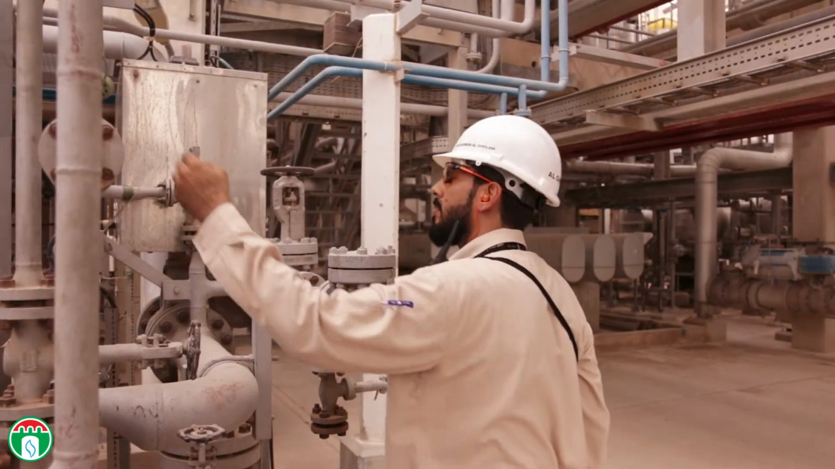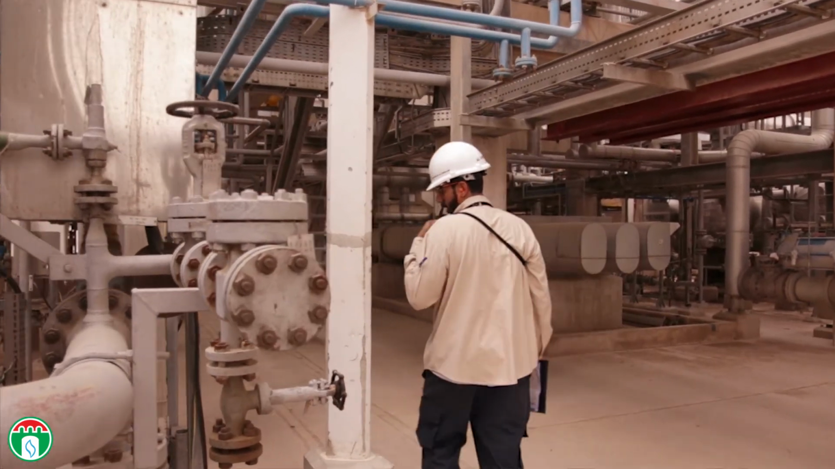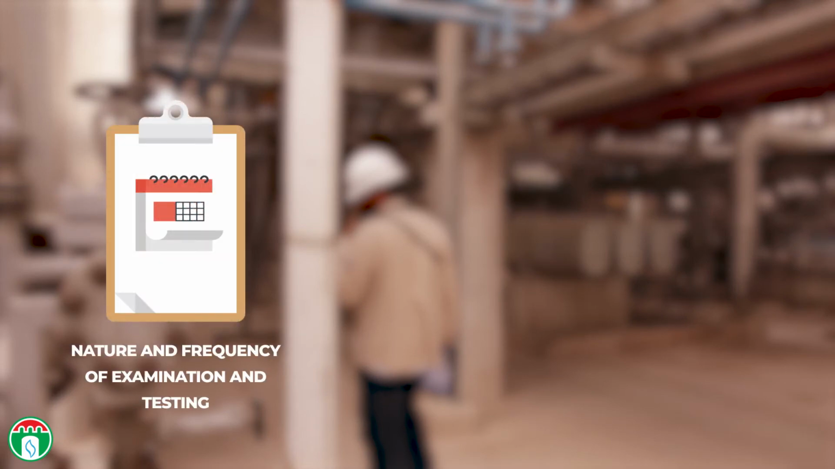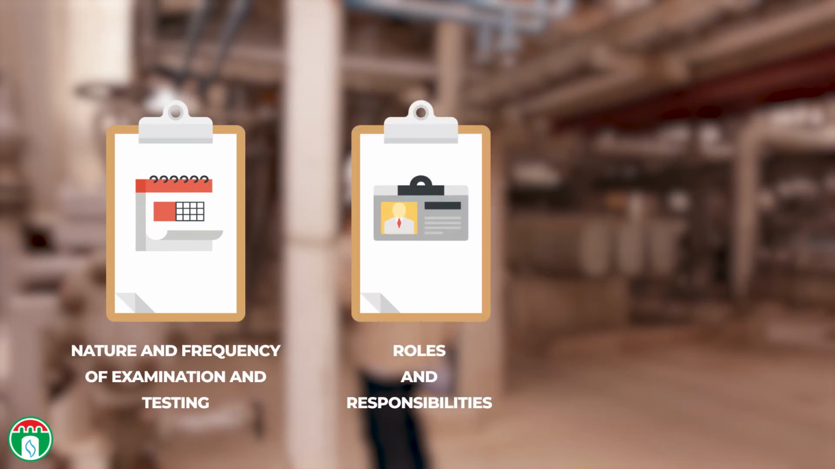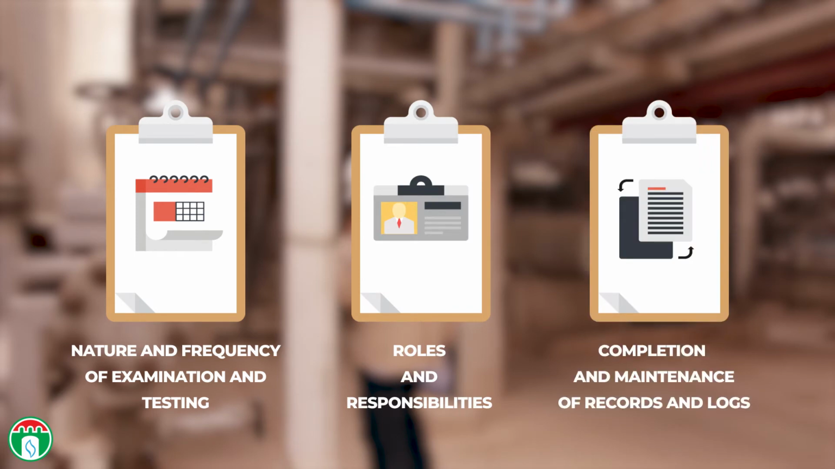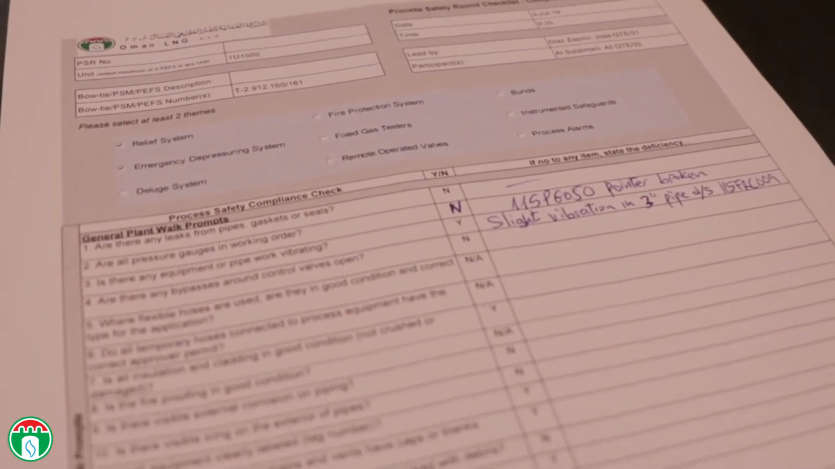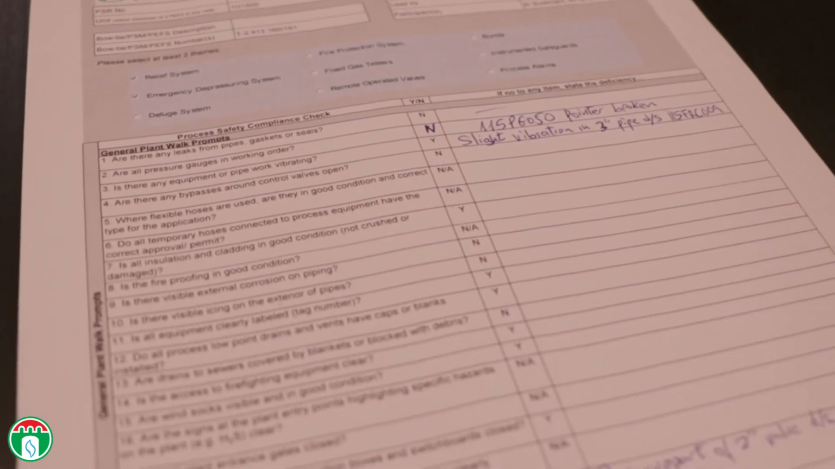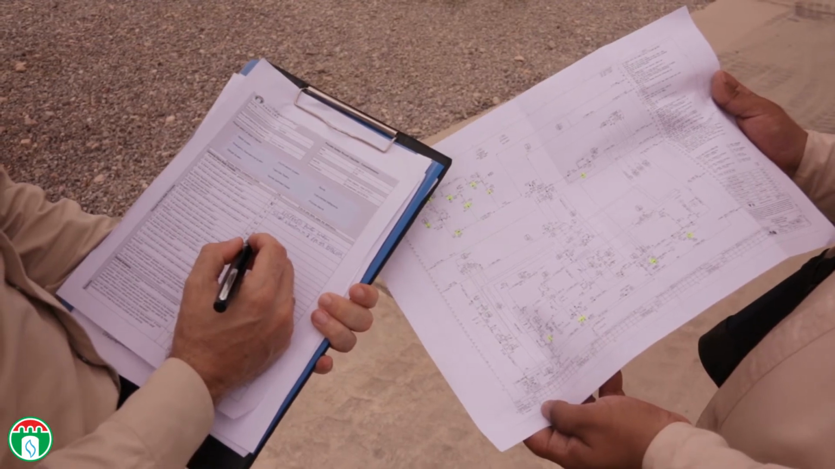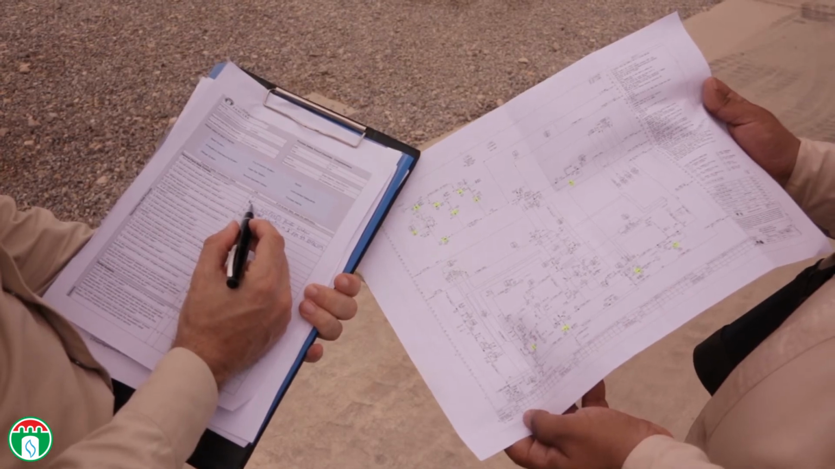How we complete the inspections and their frequency are vital to managing the life cycle and includes having a clear and defined approach for nature and frequency of examination and testing, roles and responsibilities, completion and maintenance of records and logs. Our process safety rounds are part of this process. The field checks we require you to complete help to underpin the performance and reliability of our safety barriers in addition to the formal inspections and preventative maintenance activities, or PMs, as scheduled in ERP.